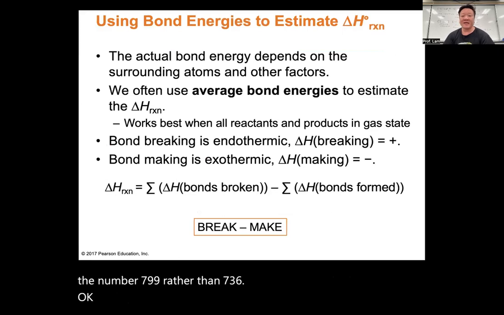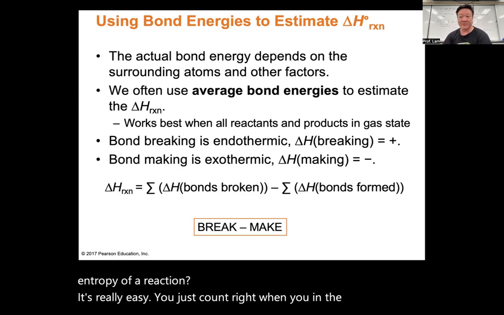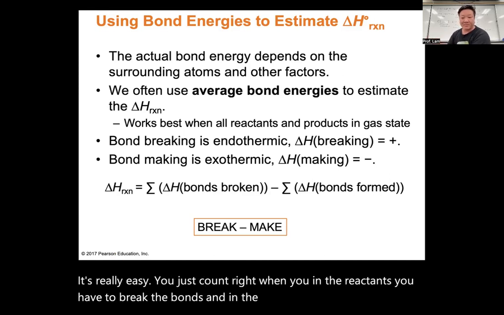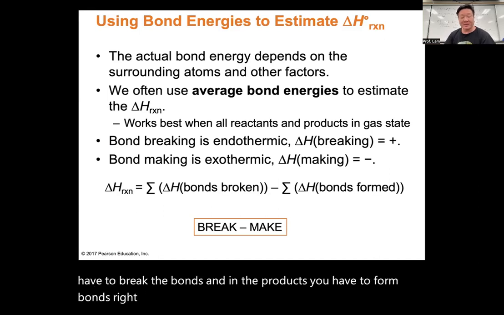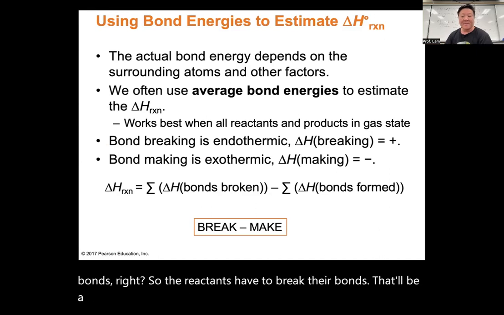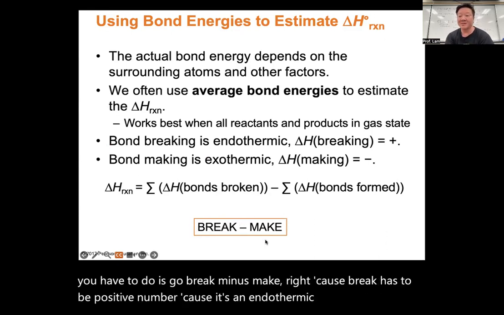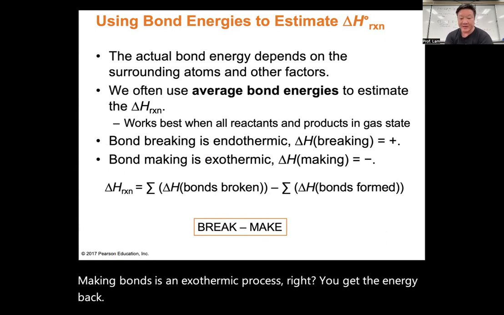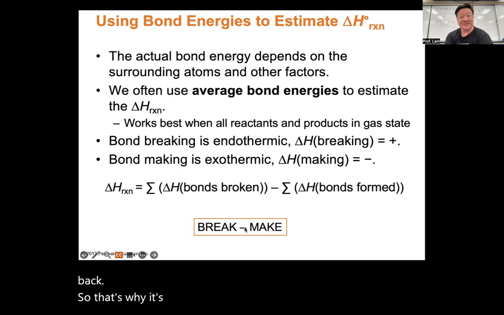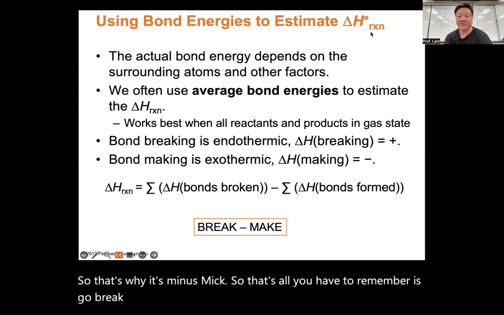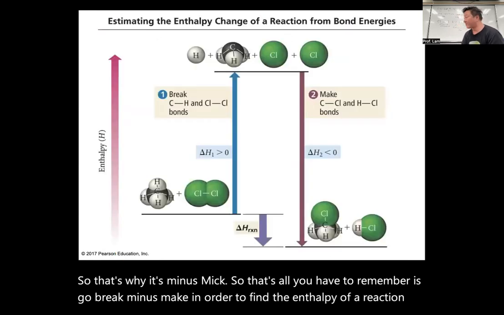Okay, so how are we going to use bond energy to estimate the enthalpy of a reaction? It's really easy. You just count. In the reactants, you have to break the bonds, and in the products, you have to form bonds. So the reactants have to break their bonds, which is an endothermic process. But in the products, when new bonds are formed, that's an exothermic process. So all you have to do is go break minus make. Break has to be a positive number because it's an endothermic process. Making bonds is an exothermic process, so you get the energy back. That's why it's minus make. That's all you have to remember: break minus make, in order to find the enthalpy of a reaction. So let's do this one together.